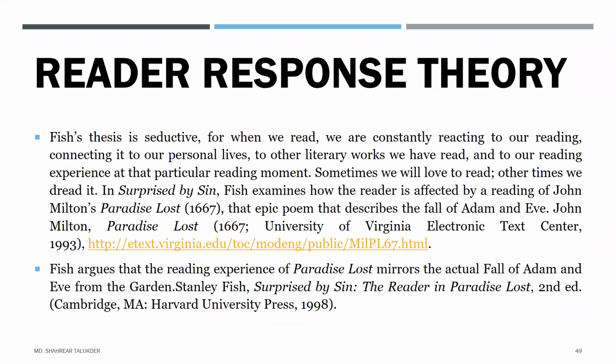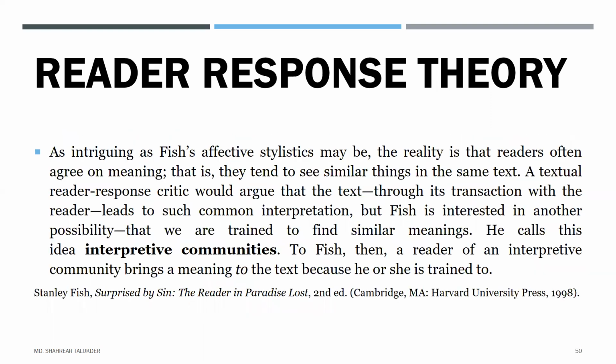That means we read the text and we try to interrelate the different events or ideas, or the meanings that we find in the text. We try to relate it to our personal lives or other literary works that we have already read. So we also try to connect it, to compare or contrast with other write-ups or other texts. So this is what we do according to the strategy that Stanley Fish suggested in his affective stylistics. Okay.